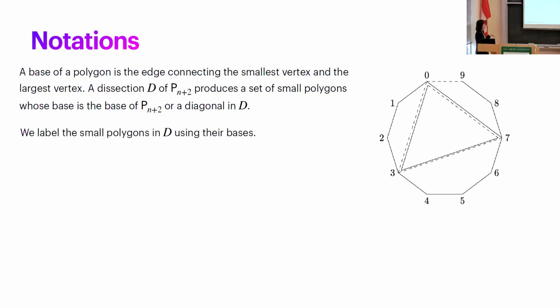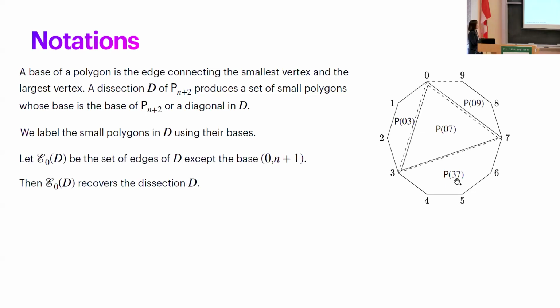And we label the small polygons in D using their bases. So for instance, in this case, this square is P of 0,3, P of 0,7, P of 0,9, and P of 3,7. And we let the set E naught of D be the set of edges of the dissection except the base. Then we can recover the dissection from the set E naught of D.